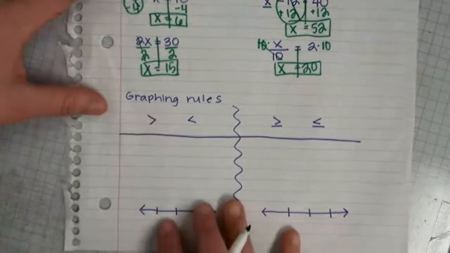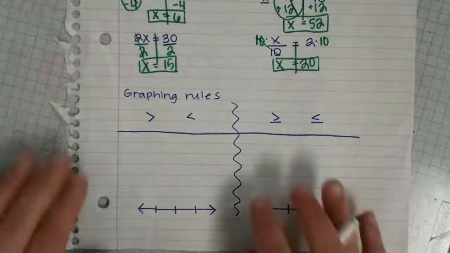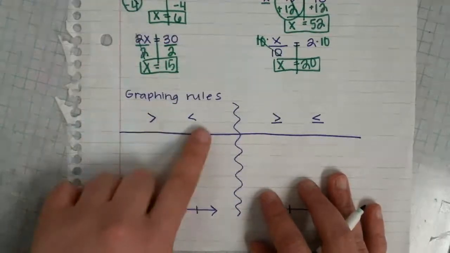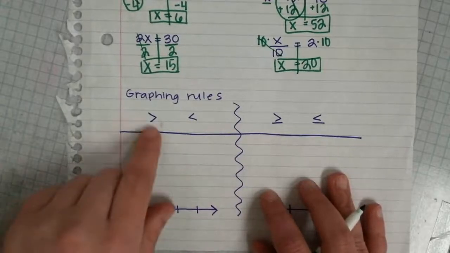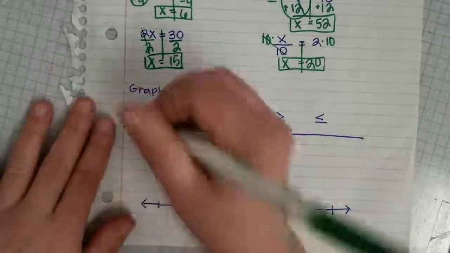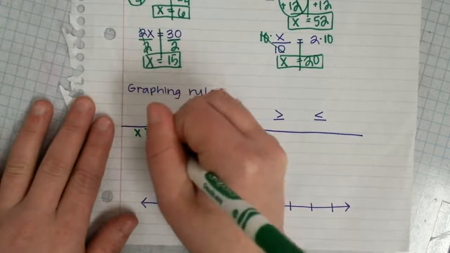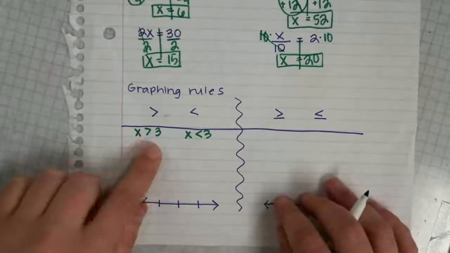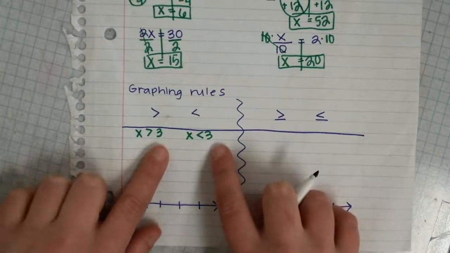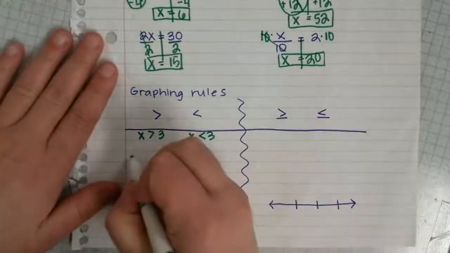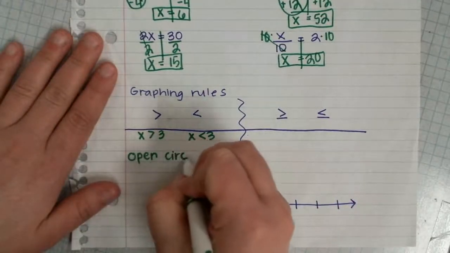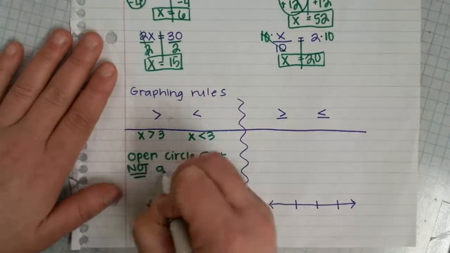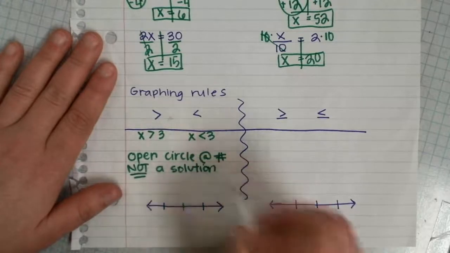So something I need to remind you of, and some people struggled with this a little bit on the last assignment: if I have a greater than or less than symbol, the number, so like let's say I have x is greater than 3 or x is less than 3. If I have this, 3 is not a solution. So I'm going to use an open circle at the number because it is not a solution. It's not included as a solution.